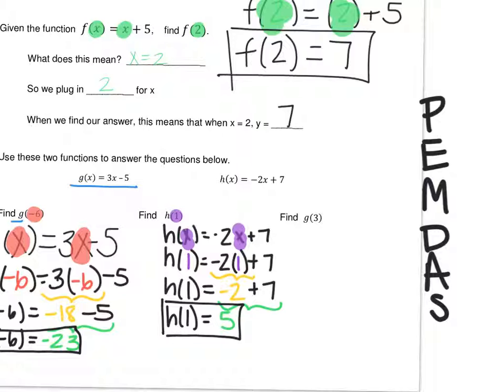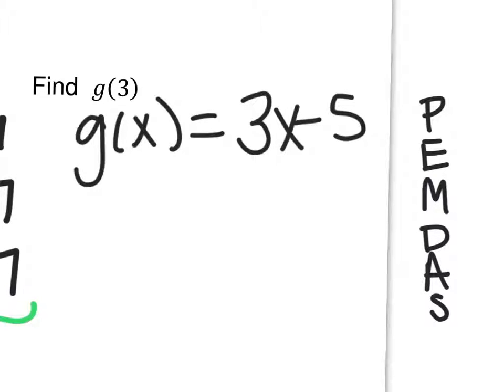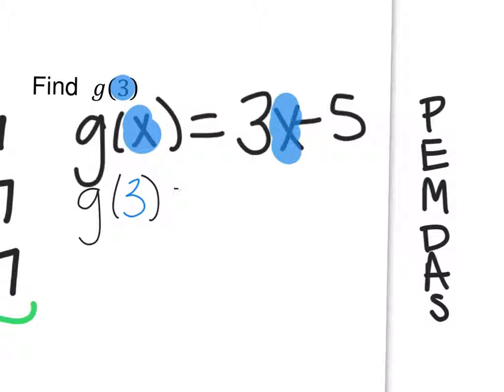My final problem says to find g of 3. Since there's a g there, I need to use my g of x equals 3x minus 5. This time, since I'm finding g of 3, that means that my x value is 3. So I'm going to rewrite the problem with, instead of x, I'm going to plug in 3. So g of 3 equals 3 times 3 minus 5.